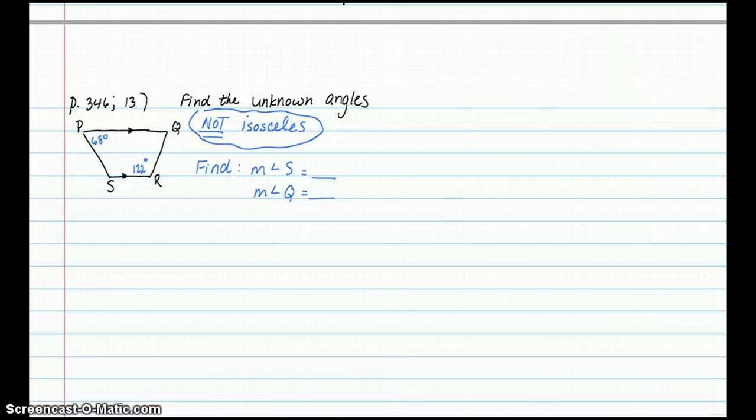Okay, this is the figure from page 346, number 13. You can see that angle P is 68 degrees, angle R is 122 degrees. This is not an isosceles trapezoid. You need to find the measure of angle S, and you need to find the measure of angle Q. Would you go ahead and shut the recording off? Once you've done this, then turn it back on to check your work.